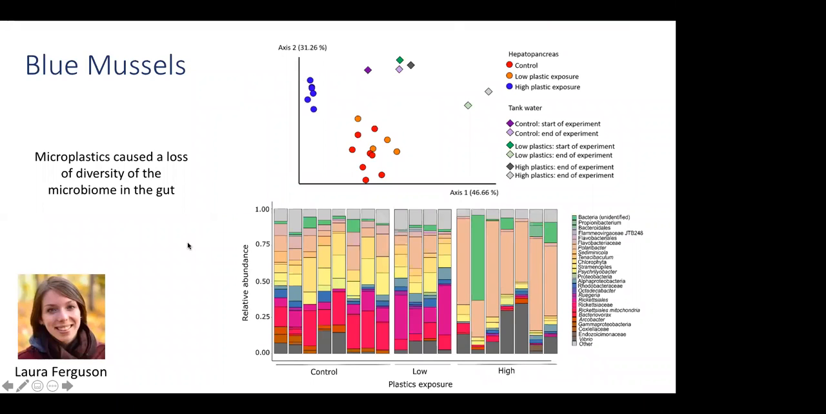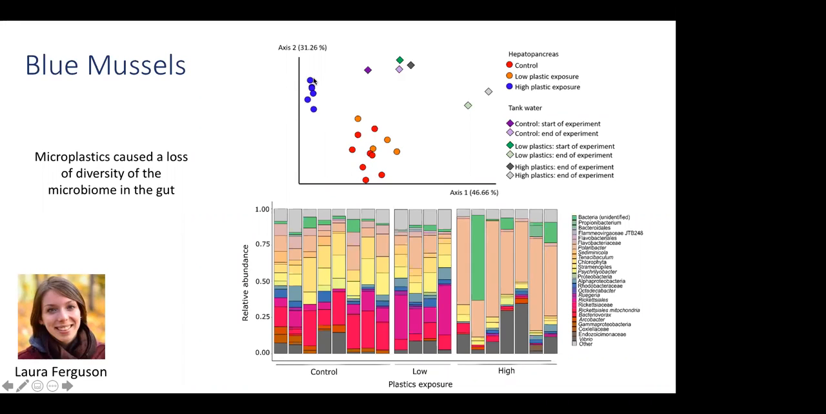And Laura Ferguson, who was working on this project with me, is really interested in the microbiome. So she looked at the gut samples for changes in the microbiome. This is another cluster analysis. These are water samples, so don't worry about that. The orange and the red show gut samples, the microbiome of gut samples from mussels from the control and the low plastic. And so they're pretty similar.